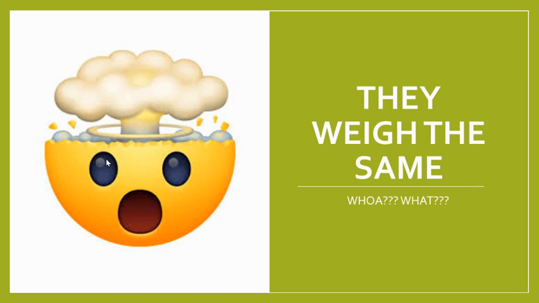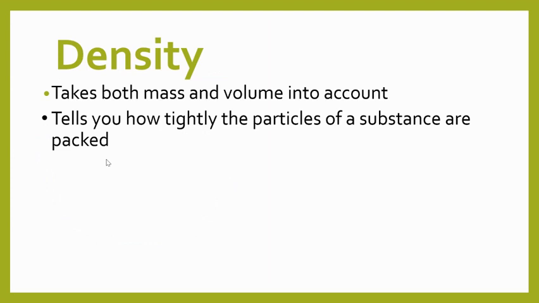So, what exactly is density? Density is going to take both mass and volume into account. It is going to tell us how tightly packed the particles of a substance are. When we calculate it, we're going to say that our density is equal to the mass of a substance divided by its volume. Again, density takes into account both mass and volume.